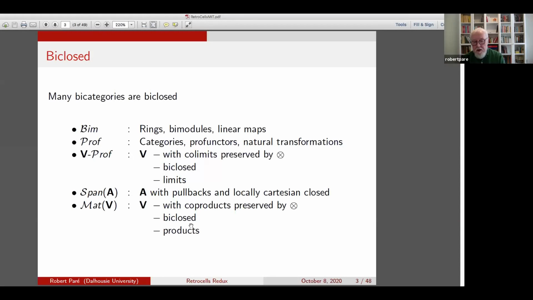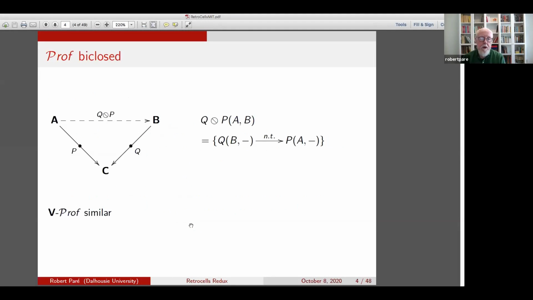And Mat V, so this is matrices whose entries are in a monoidal category V. So the objects are sets, but a morphism from a set A to a set B is an A by B matrix of V objects, okay? And if you have coproducts preserved by the tensor, then you can define matrix multiplication. And if it's biclosed and it has products, then Mat V is also a biclosed bicategory. Okay, so let's just look at how these various bicategories are biclosed.